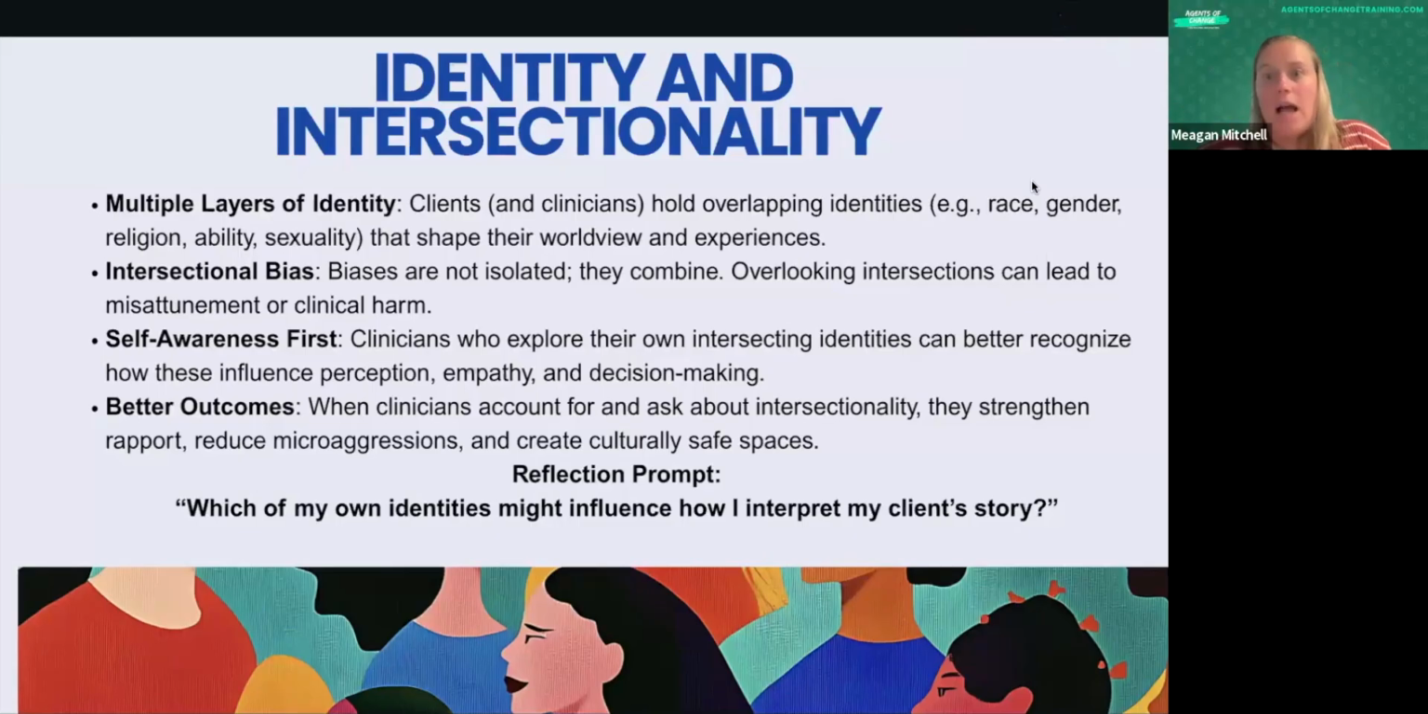Yeah, people are saying a lot of really important things here, things about your own identities that might affect how you interpret a client's story. Okay, just things to think about.